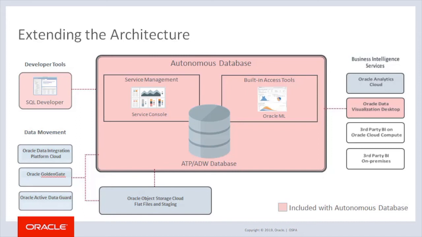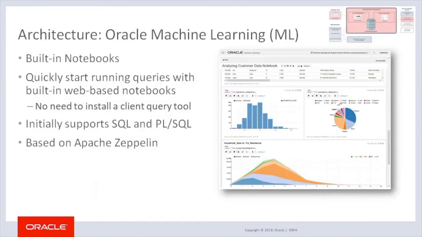Let's look at the developer tools and some of the other features in the architecture in greater detail. As we previously noted, an included component of the Autonomous Database service is Oracle Machine Learning, also referred to as OML.